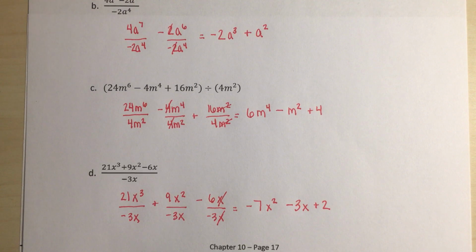So again, as we're dividing a polynomial by a monomial, we're thinking about using our distributive property. And as we're using our distributive property, we're dividing our coefficients and subtracting our variable exponents.